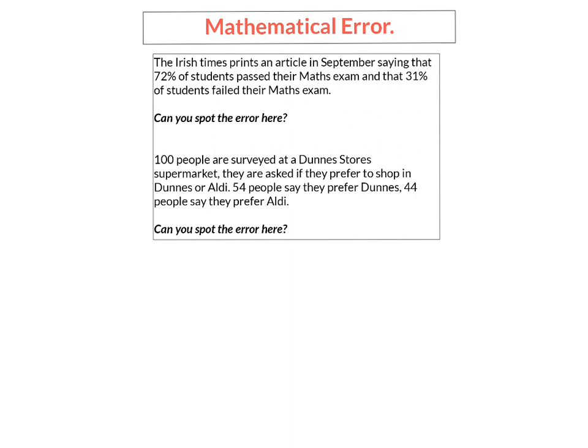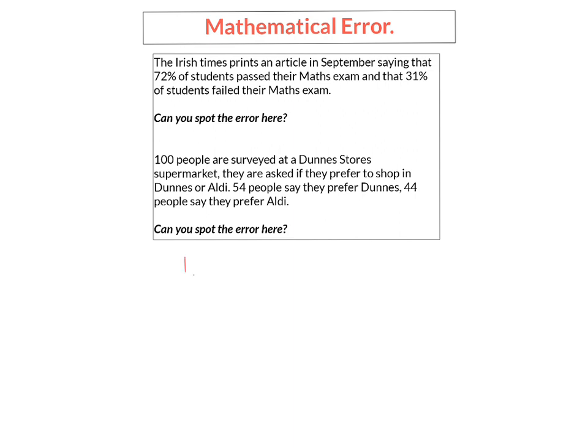Like I said, the first type is just a mathematical error, so we've made some mistake in adding, or we've done some calculation on the calculator wrong. We have two examples here. The Irish Times prints an article in September saying that 72% of students passed their maths exam and that 31% of students failed their maths exam. So we have two statistics, and we're going to see what the error is here. Pause the video, take a minute, and see can you figure out yourself what is wrong with those two statistics.